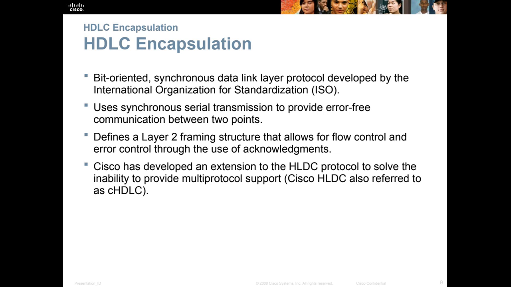It uses synchronous serial transmission to provide error-free communication. It is defined at layer 2 and allows flow control and error control. Cisco has its own version of HDLC that will only work on Cisco devices, and it is called CHDLC. So CHDLC is Cisco proprietary. It will work only on Cisco routers, devices and switches.